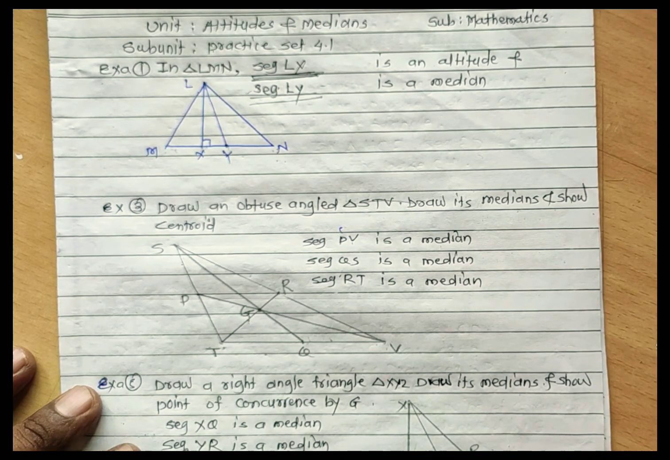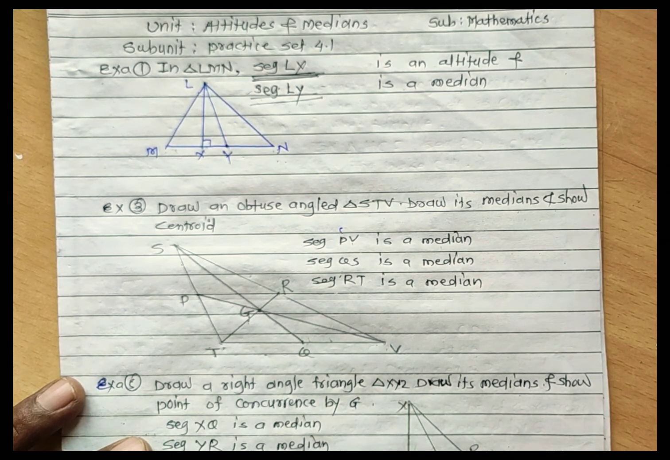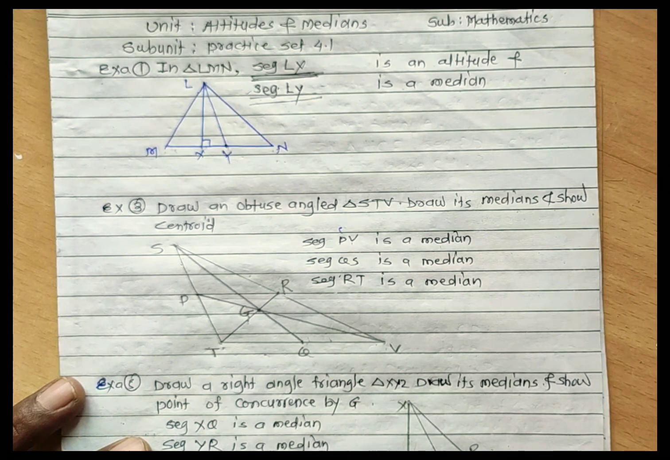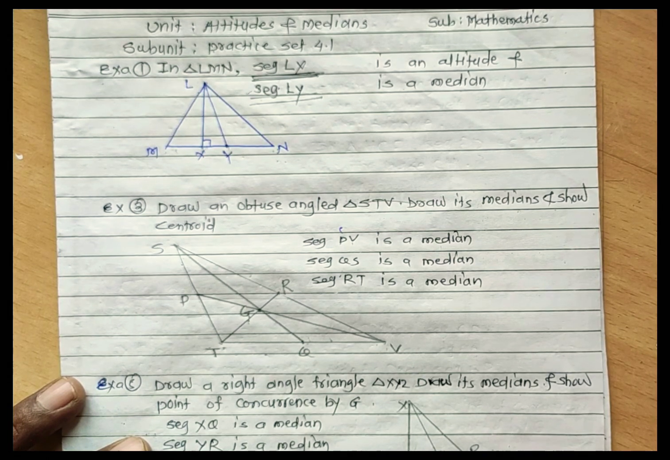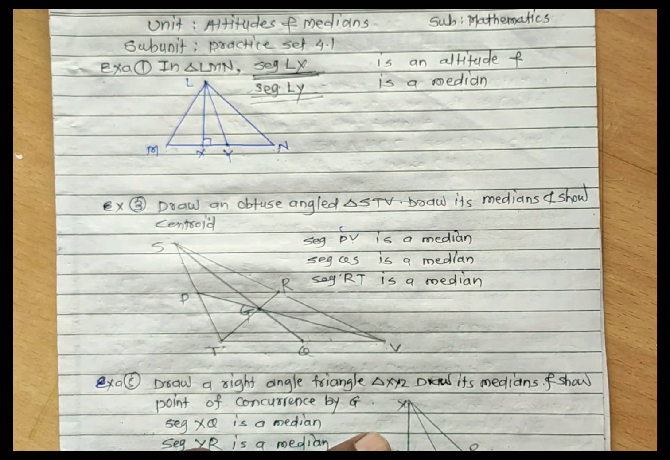Now fifth question: draw a right angle triangle XYZ, draw its medians and show the point of concurrence by G. The same procedure applies here. This is the right angle triangle XYZ, with the right angle at point Y. Now draw the medians on each side from the opposite vertex. Suppose P is the midpoint of side XY and PZ is the segment which is the median drawn from the opposite vertex. That's why you first find the midpoint, and from this midpoint PZ is the median.